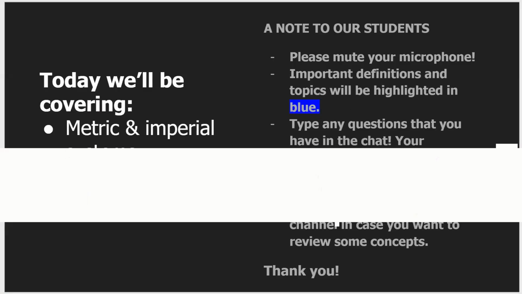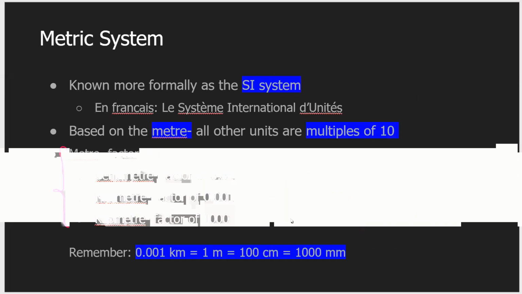Today we're going to be going over our first unit, which is all about measurement. This unit is split up into two parts. Part 1, metric and imperial systems, and part 2, surface area and volume. In some textbooks, this is actually 2 different units, so keep that in mind when you go to school. We're going to go over the first one.